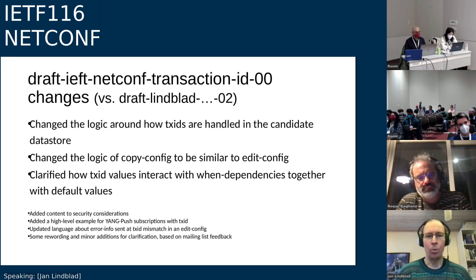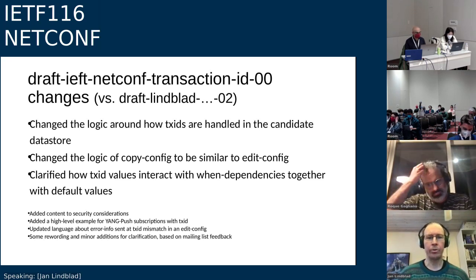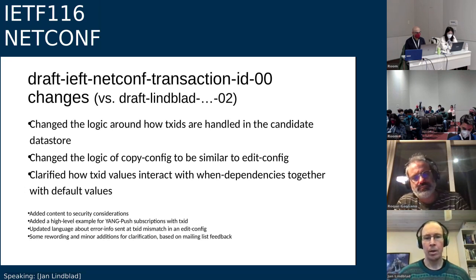There was primarily one big thing that happened in this iteration: some additional logic around how transaction IDs are handled in the candidate data store, and I'll show you that on the next slide. Also, there was some description in the previous version about how copy config works, but then we realized that we can use the same logic as we do for edit config. So there was a slight change to how copy config works. There was also another corner case identified with transaction IDs in relation to dependencies and default values. That was a bit unclear, so we added some description of how that works.